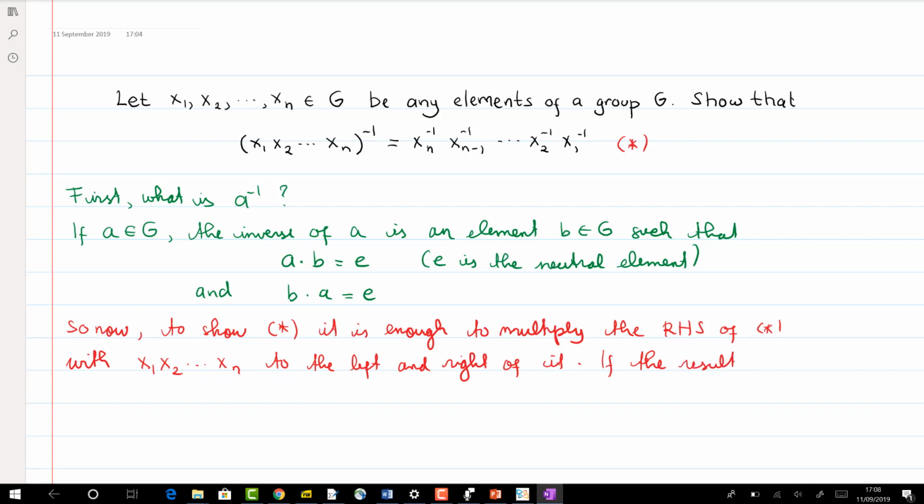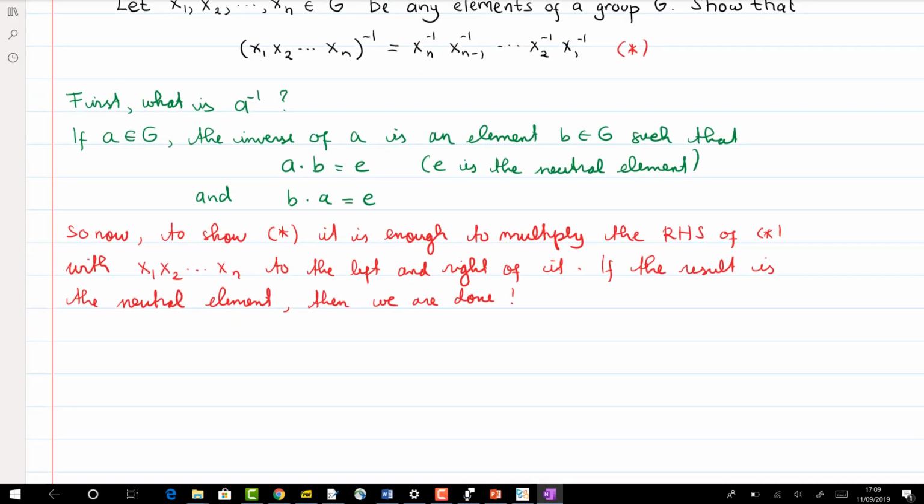What you will see later is an argument that can be argued more formally using induction. But just for the idea, I think the following argument is good enough. So now let's take the right hand side of the star equation, which is xn inverse up to x1 inverse, and then multiply it by the product of x1 up to xn.